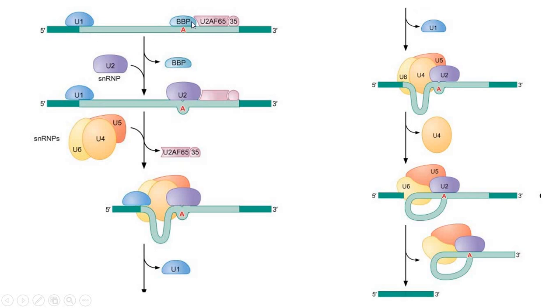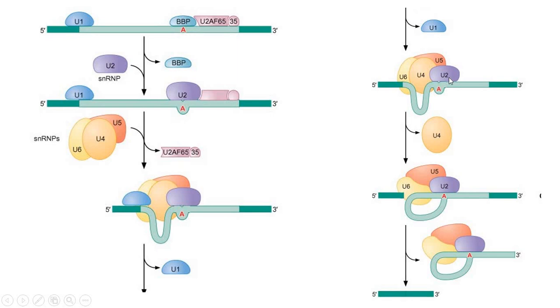Once this U1 is bound here, the branch binding protein will come and bind to A, and then auxiliary factors U2AF65 and 35 will also bind towards the 3' end of the intron that needs to be removed. These BBP and auxiliary factors will dissociate, and instead the other SNRPs U2, U6, U4, U5 will come and bind. U5 will bind to both the 5' end and 3' end of the intron to cover the whole intron. Binding of U2 will change the conformation, and this will lead to this A sticking out of the helix. This A will be presented to form a lariat once the splicing happens.